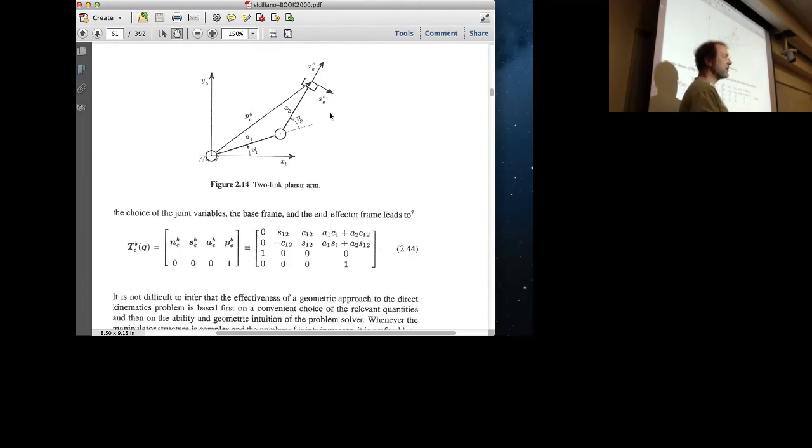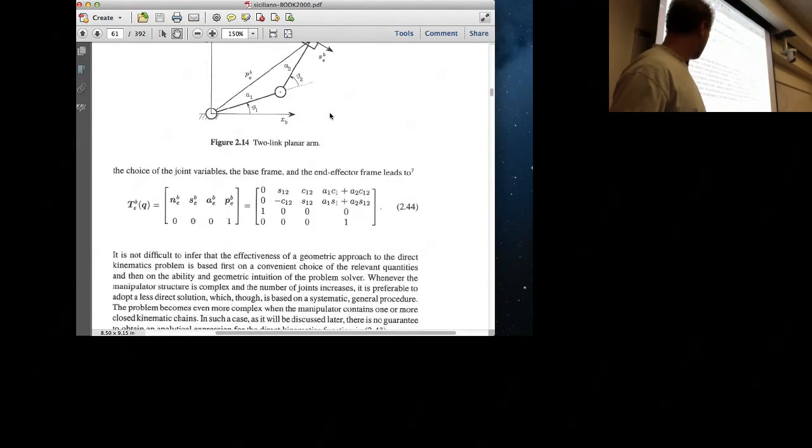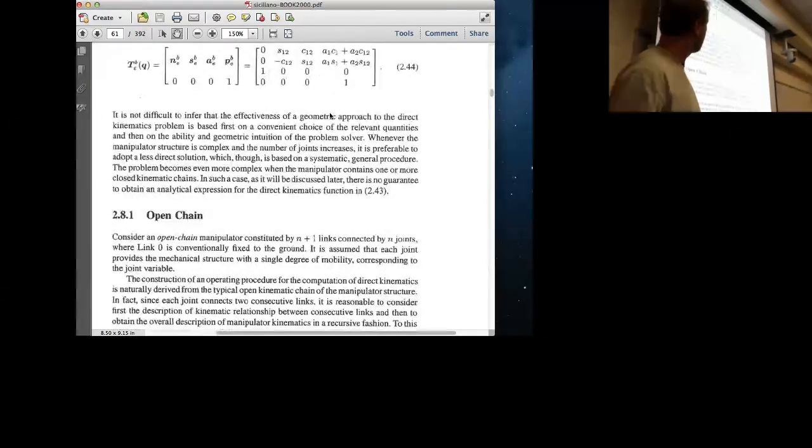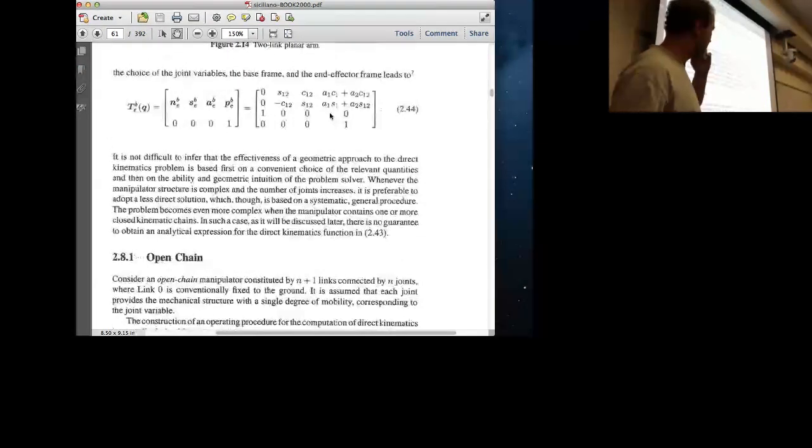This is something which is annoying in robotics. You have two people modeling the same robot, they use different conventions, and you cannot compare the results, you cannot share any code. So, given this misery, people try to come up with a more general way of describing robots, and it's the Denavit-Hartenberg convention.